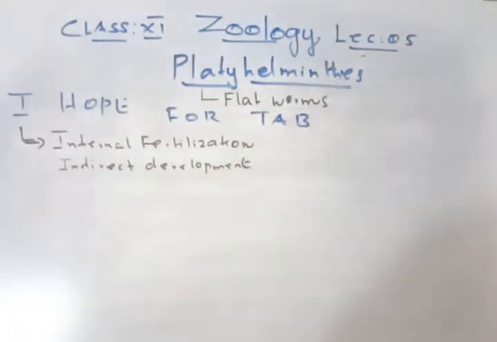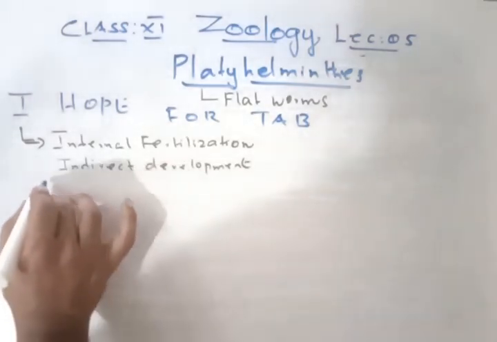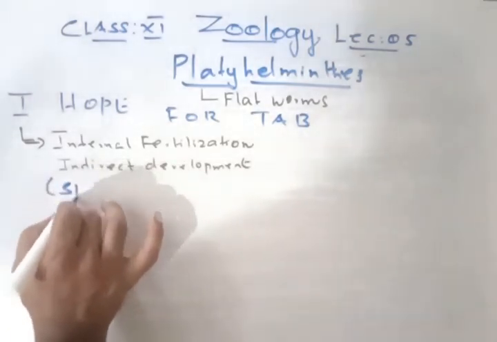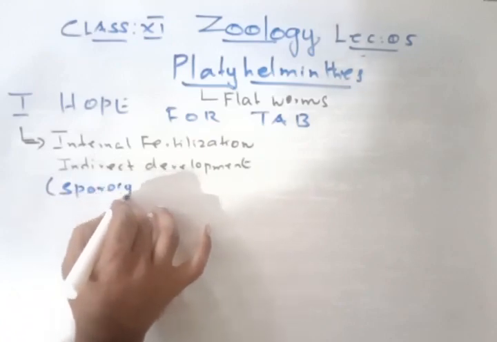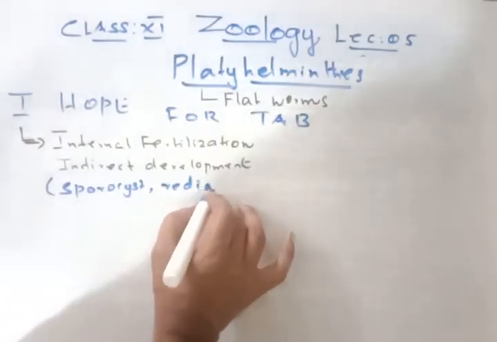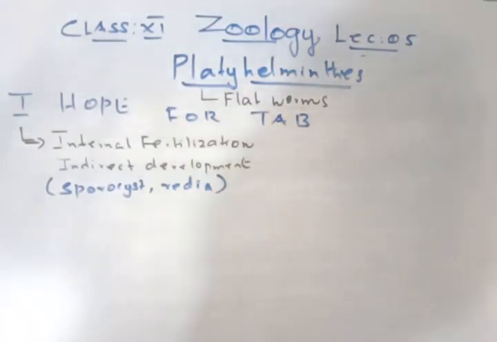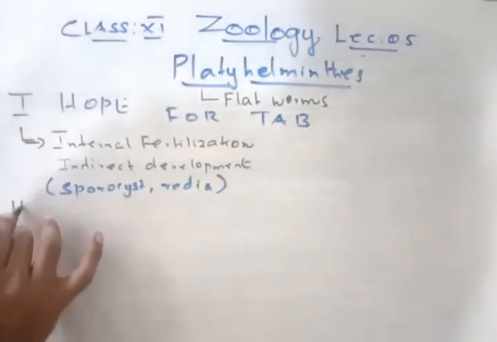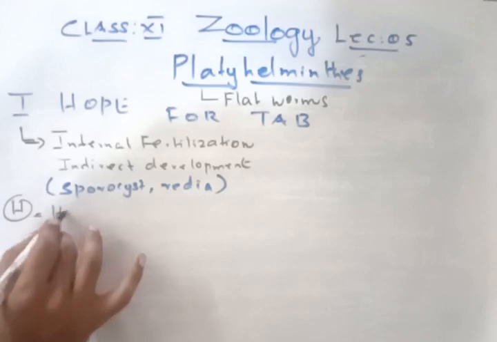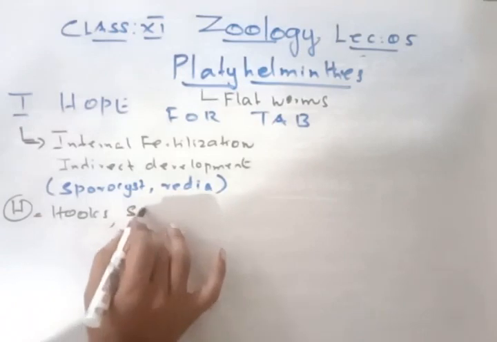So in the larval stage, you will have so many larvae here. One is called miracidium, then sporocyst, redia, all these are. So a few examples I will write here. One is sporocyst, then redia, this is an example. Okay, so this example is sufficient. Okay, that is enough. And second one is for H. The H stands for hooks. Some organisms will have hooks as well as suckers.